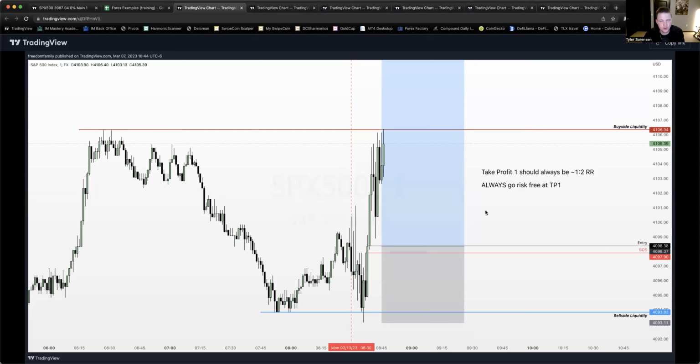But if you're doing a 1 to 1, or even less than that, it's really not even worth it. You want to look for a better risk to reward. And the reason for that is because once we hit TP1, guys, I'm moving my stop loss to my entry. I'm going risk free. So even if price reverses and comes back, I'm good.